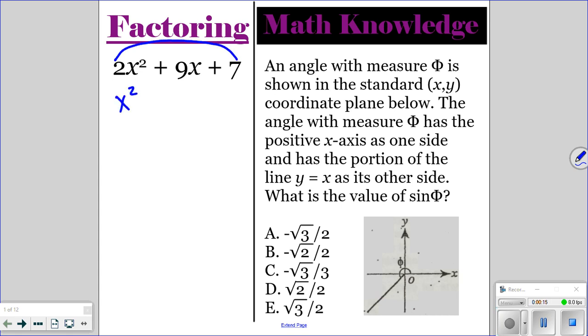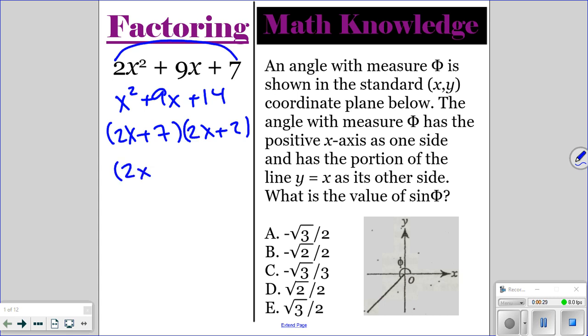You're going to have x squared plus 9x plus 14. And then you're going to have x plus 7 and x plus 2. You're going to replace the 2 that you removed at the beginning. And then the first one won't reduce, so you'll have 2x plus 7. And the last one, they both divide by 2 to give you x plus 1. So that would be your answer.